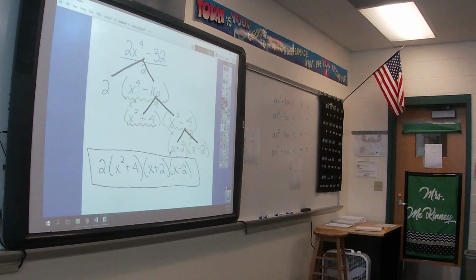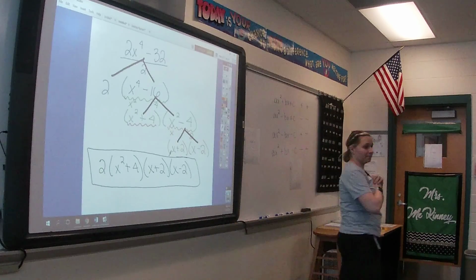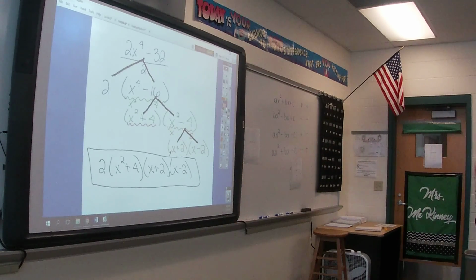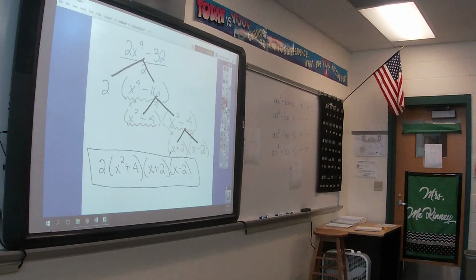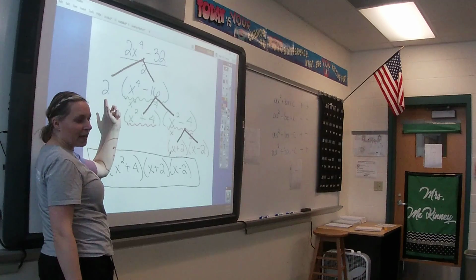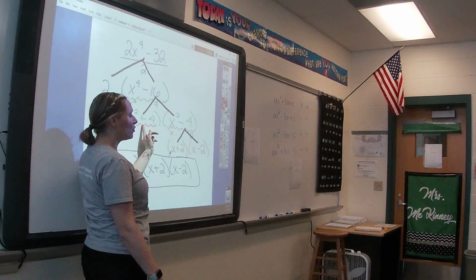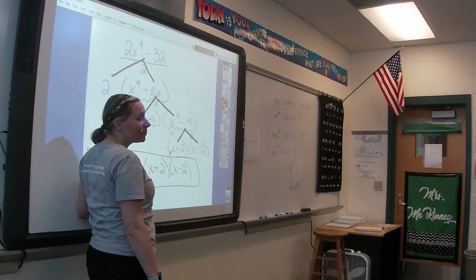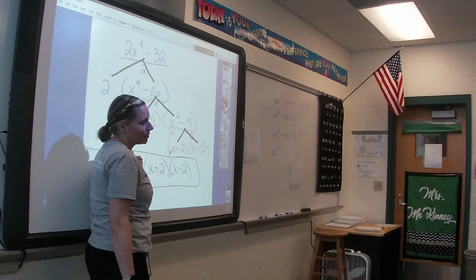Are we okay on that one? Any questions there? Yes, I sure can. You said you picked ones that don't have a branch coming off? Right, the ones that I didn't split. So once I split this here and here, I never did anything else with the 2. So the 2 is part of the answer. Right, once I did this, I never did anything else with the x squared plus 4. So that's part of the answer. I did something with this, so it's not part of the answer.